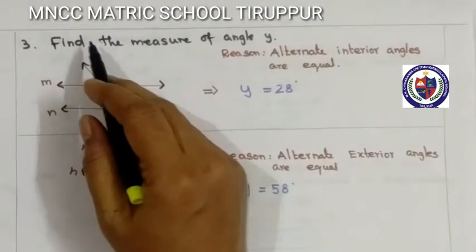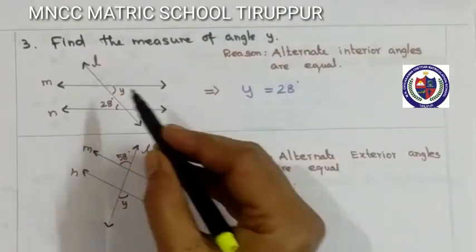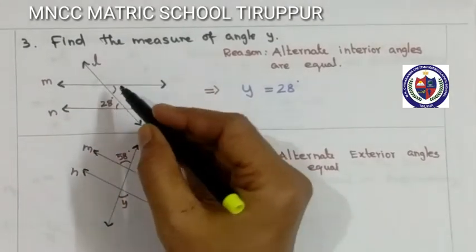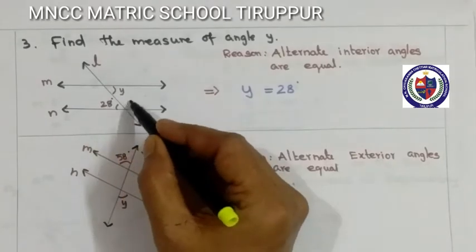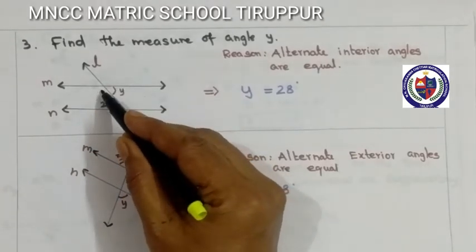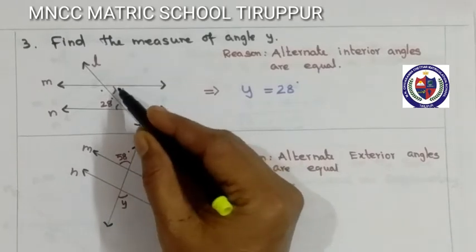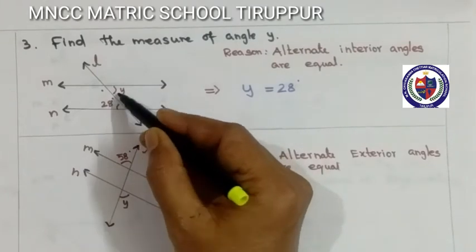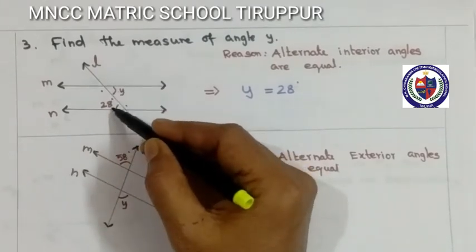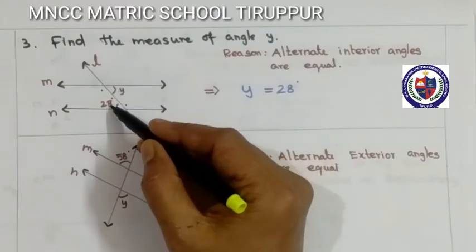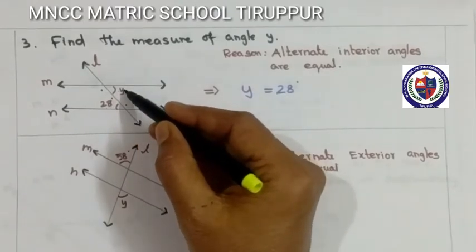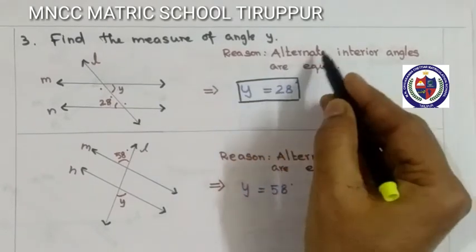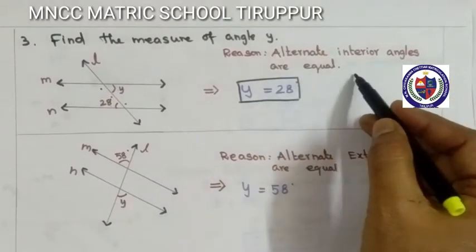Third one, find the measure of angle Y. M and N are parallel lines, L is the transversal. These four angles are interior angles. Y and 28 are alternate interior angles. So alternate interior angles are equal. So Y is 28 degrees. What is the reason? Alternate interior angles are equal.